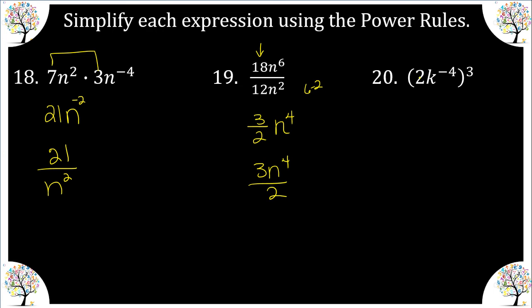Number 20, we have a power to a power. Remember, every factor has its own exponent, so if it's not there, write it in. We are going to distribute the 3 to each power, so we have 2 to the third and k to the negative 12. 2 to the third can be evaluated to 8. K to the negative 12 reciprocates to become positive 12.